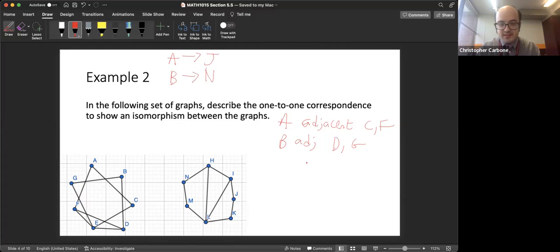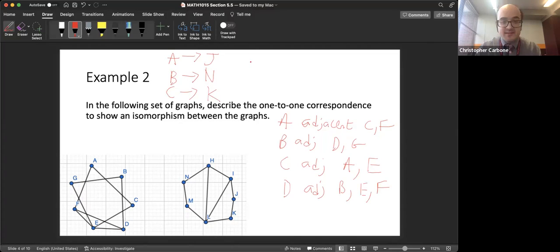Likewise, vertex C is adjacent to vertex A and to vertex G. And the correspondence with C on the second graph is vertex K. So with that said, for D, D is adjacent to C, E, and F. The three of us with that one.